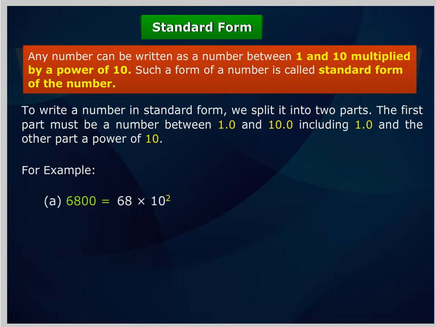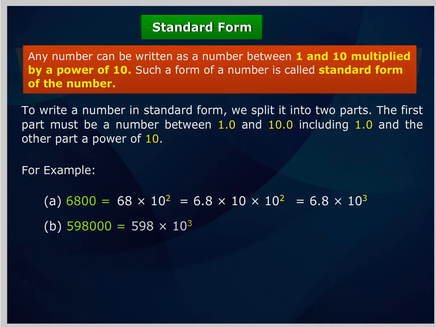6,800 equals 68 multiplied by 10 squared, equal to 6.8 multiplied by 10 multiplied by 10 squared, equal to 6.8 multiplied by 10 cubed. 5,98,000 equals 598 multiplied by 10 cubed, equal to 5.98 multiplied by 10 squared multiplied by 10 cubed, equal to 5.98 multiplied by 10 to the power 5.